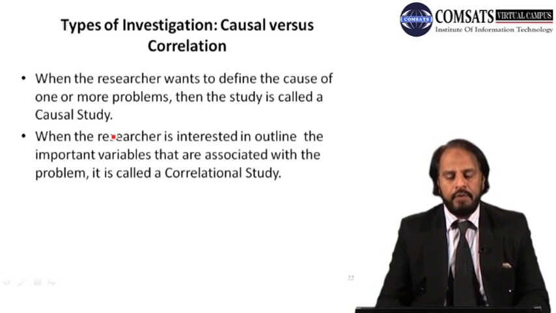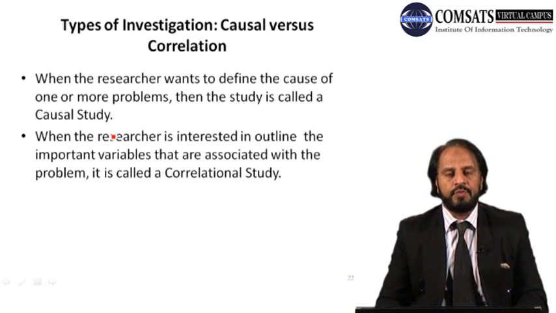Okay, so we looked at the purpose of the study, and within it we talked about three different kinds of purposes: it is exploratory, it is descriptive, or it is hypothesis testing. We move on and talk about the type of investigation of the study as well. We need to think about what type of investigation the research will have, and basically there are two types of investigation. One is termed the causal versus the correlation studies.